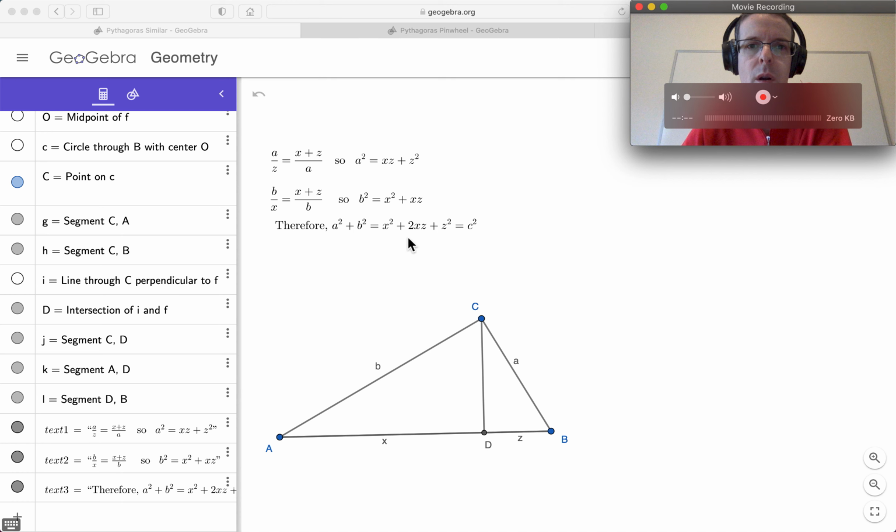a squared plus b squared equals x squared plus 2xz plus z squared. Now if we factor this, that's x plus z quantity squared, which is exactly c squared. And that completes a proof of the Pythagorean theorem. So that's our first proof. It's quite simple and short. Let's look at the next proof.